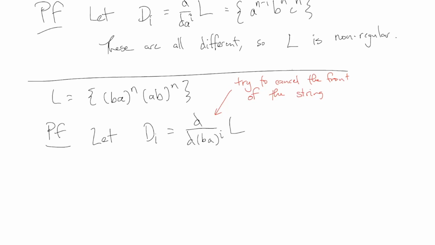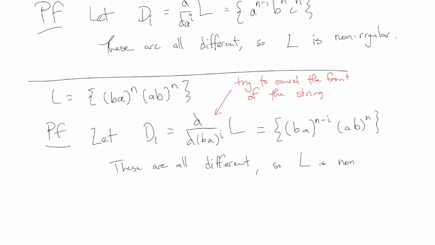All right. And then what do the strings look like after doing that? It looks like this. If this looks familiar, these examples tend to go in the same way. (BA)^(n minus i), because I canceled off a bunch of them at the beginning, followed by (AB)^n. And then, as usual, we say these are all different. You should make sure that's really true when you say this, but it's because they have different values of i here, and when you change this i, you get different sets. These are all different, so L is non-regular.